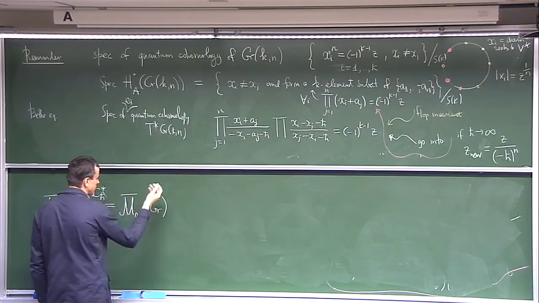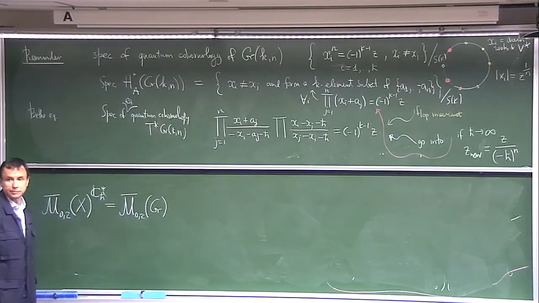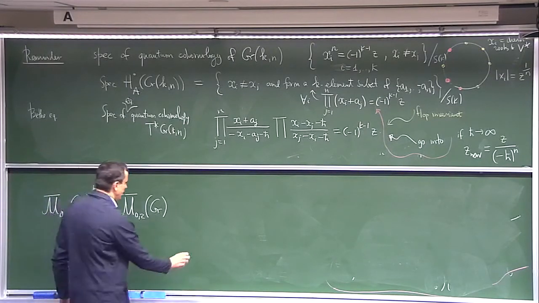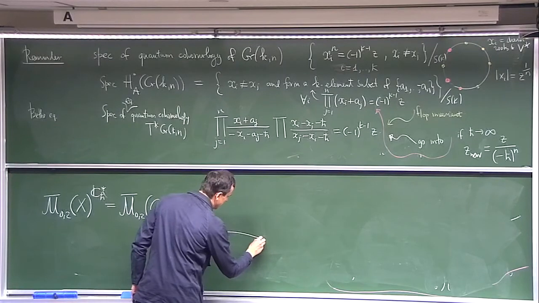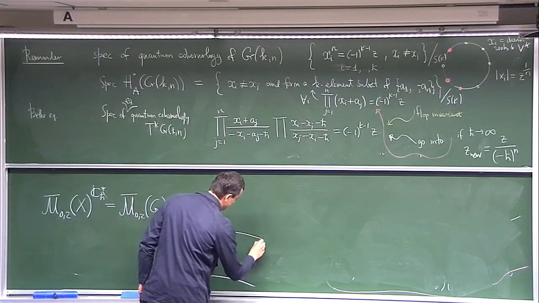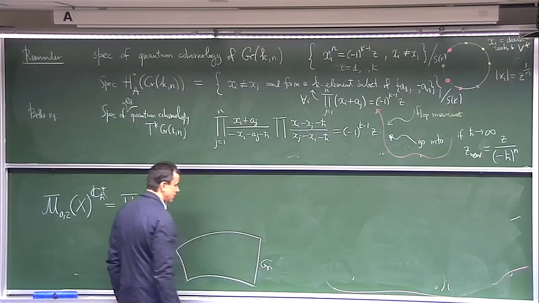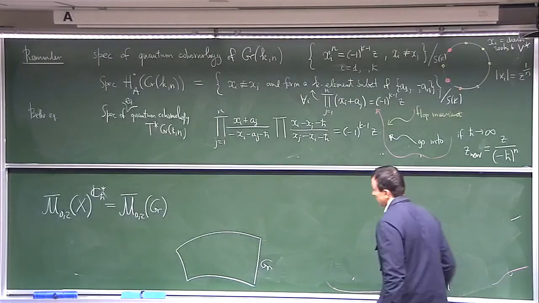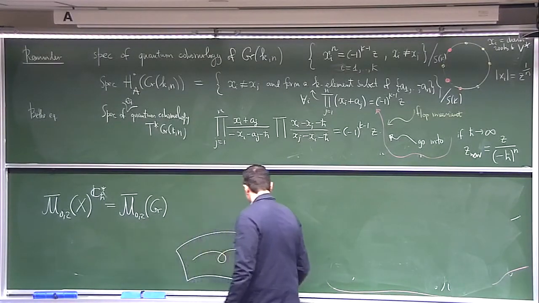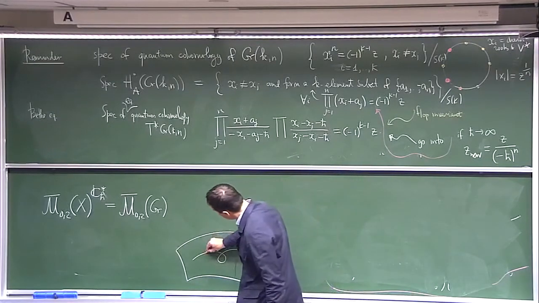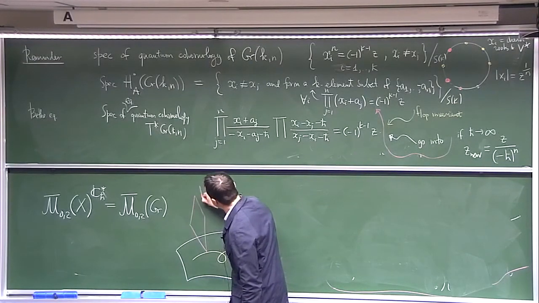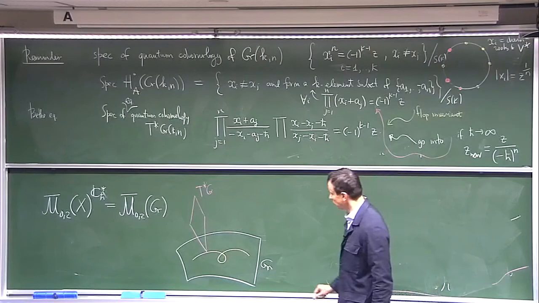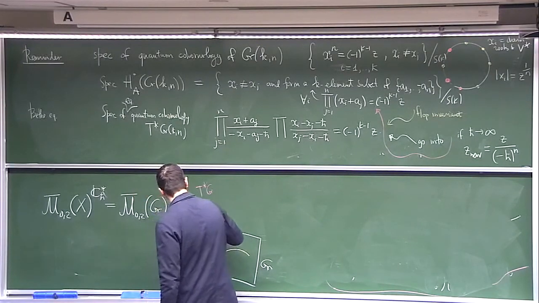I mean, it doesn't have to be two marked points, any number of marked points. But these obstruction theories, of course, are not the same. So if I have my Grassmannian, and I have a curve in it, then I have to think about the cotangent bundle, T star, the tangent direction. So they all get the weight minus h.